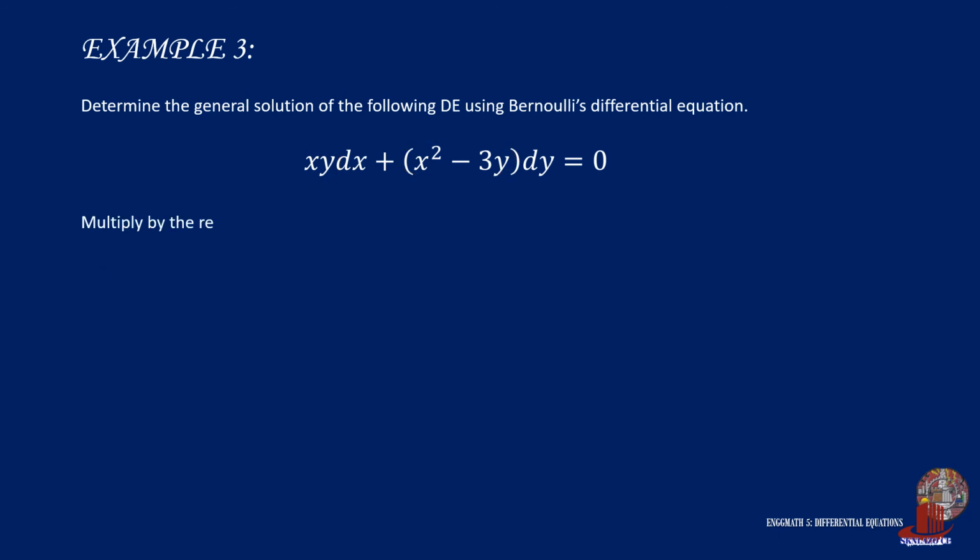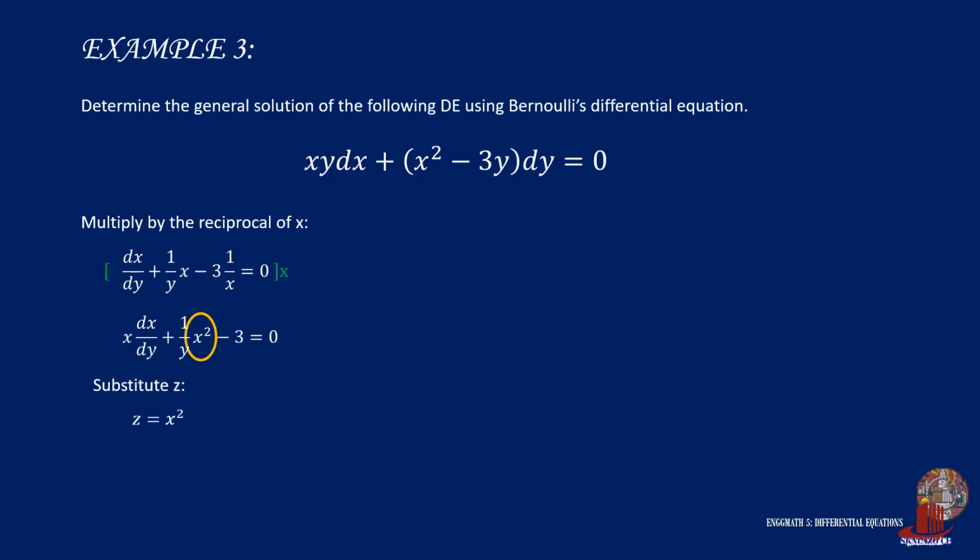Move on to the next step by multiplying the whole equation by the reciprocal of 1 all over x, which is just x, to have the following equation. Substitute z, which is taken as the value of x on the second term, and that is x squared. So the derivative of z is 2x dx, where x dx is again observed in the first term. So arrange terms to have x dx is equal to dz all over 2. Plug these replacements into the equation, and to eliminate 2 from the denominator of the derivative, multiply everything by 2 to have dz all over dy plus 2z all over y minus 6 is equal to 0.